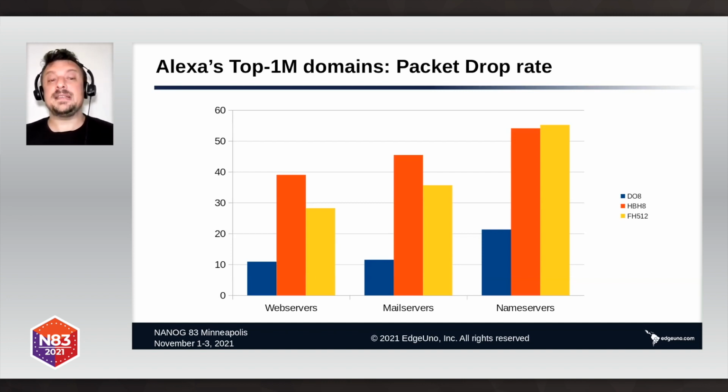As you may see from this slide, the drop rate, depending on the type of service and the type of header, is anywhere between 10 and 50%. Okay, this tells you a little bit about how reliable extension headers are nowadays on the deployed IPv6 internet.